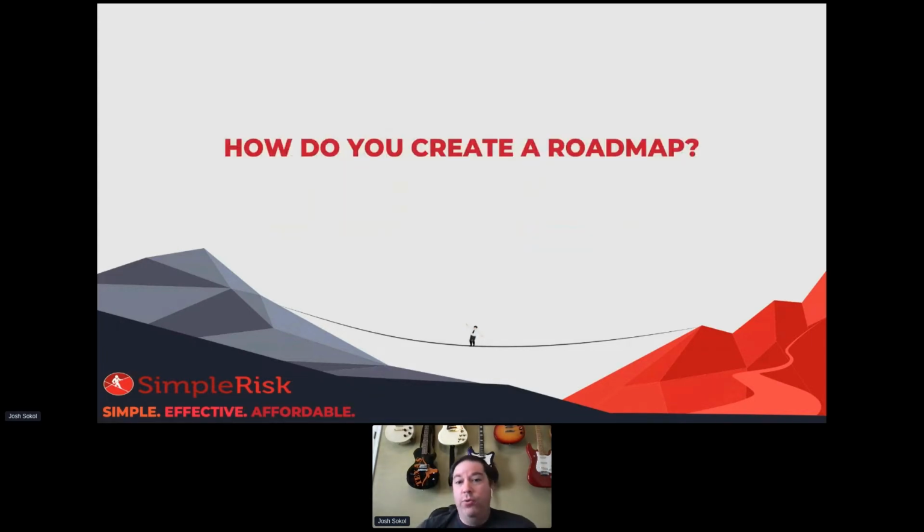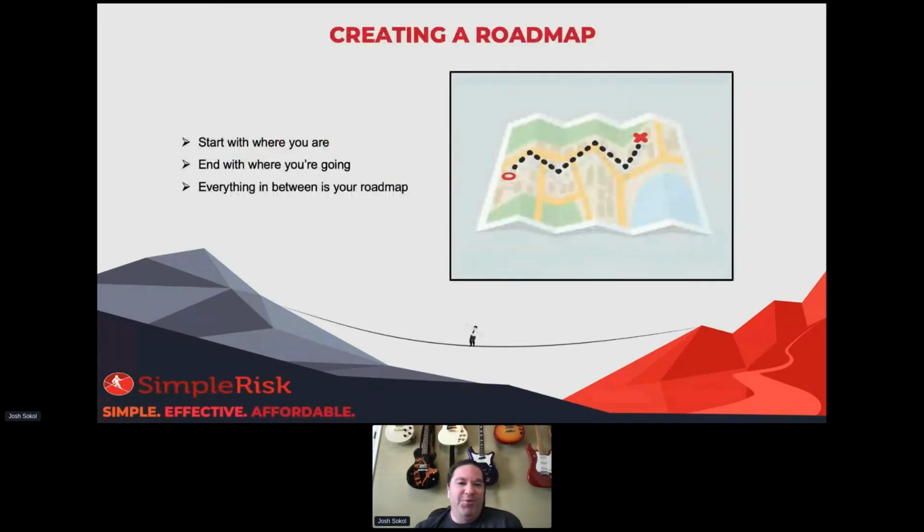So how do we create the roadmap? Well, if you look at a roadmap, generally a roadmap says you start here, you're going to end up here, and then the map is just, how do we get from point A to point B, right? How are we traversing this thing? And there's lots of different paths as you go along, but everything from point A to point B is essentially your roadmap. So the first piece we said is we have to assess where we are.